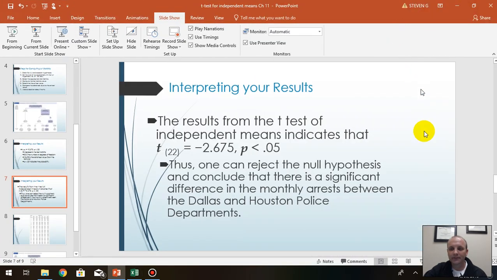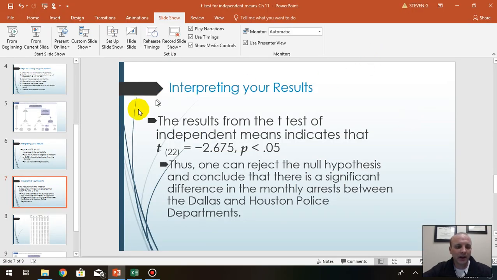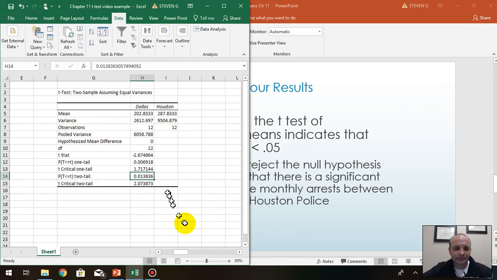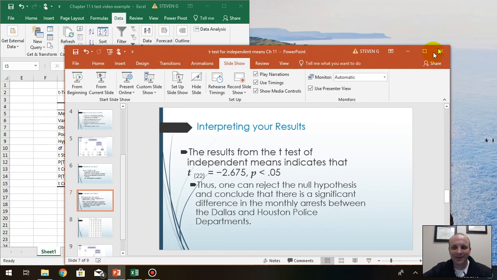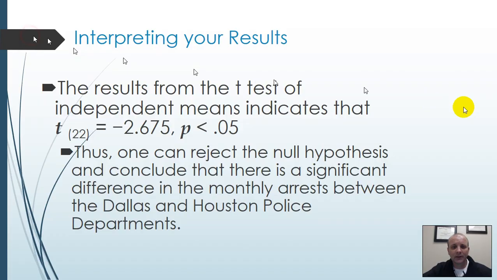And let's go back here real quick from current slide. So this is how you would interpret it. This is how one would write it up in an objective format without any subjective influences. So you could put the means there. You could say that, well, there's 202 arrests on average per month in Houston. There's 287 arrests per month on average in Dallas, if I didn't say Dallas wrong.